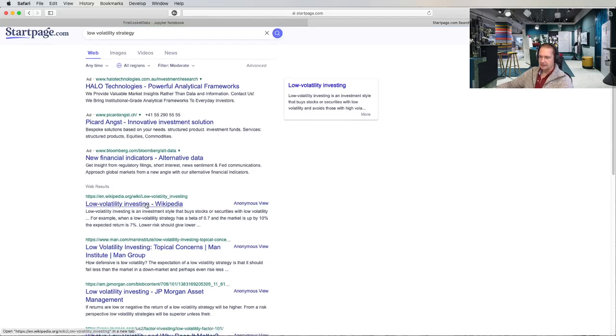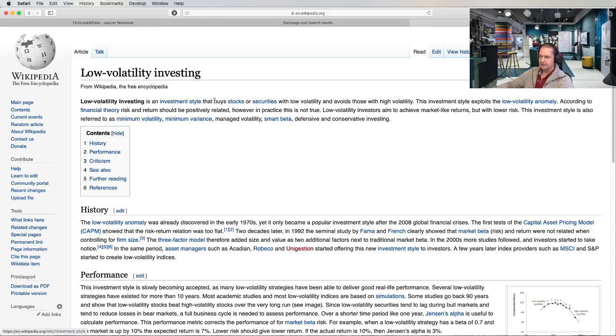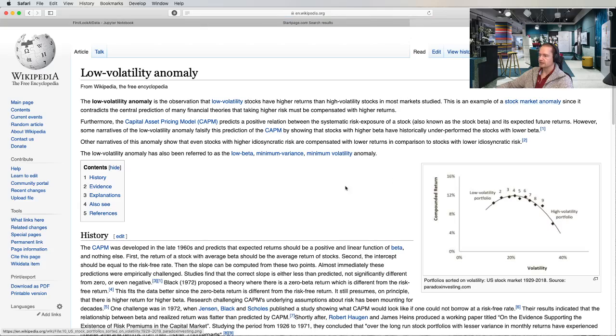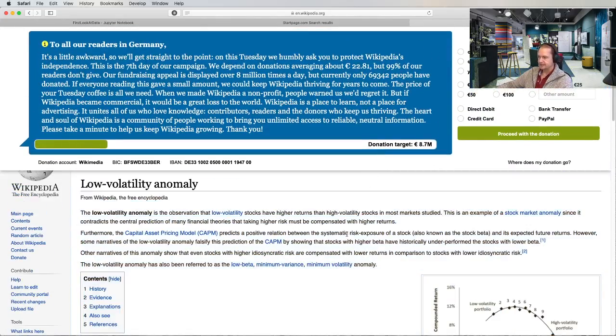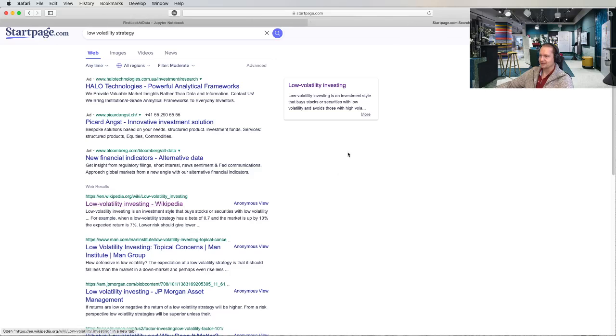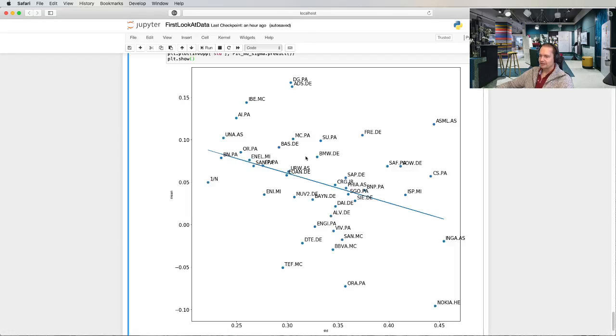Low volatility investment. It's an investment style that buys stocks with low vol. This investment style exploits the low vol anomaly. What's the low vol anomaly? It's the observation that low vol stocks have higher returns than high vol stocks in most markets studied. Interesting. This is an example of a stock market anomaly since it contradicts the central prediction of many theories. But all theories are wrong. Just some are useful, right? I think that's the way to look at the thing.